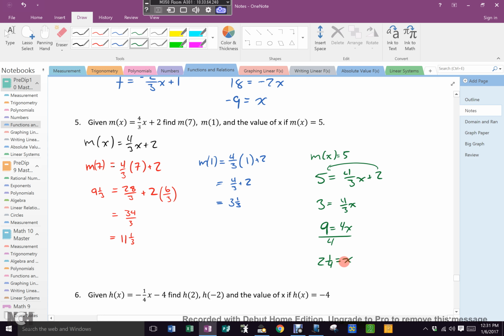Can everybody do this? Don't say you're having trouble with it because of the fractions. Don't let the computation get in the way. Do you get the concept? Could I have done this with just regular numbers? Of course I could have. That's what I did on the first page, right? When we had 2x plus 5.